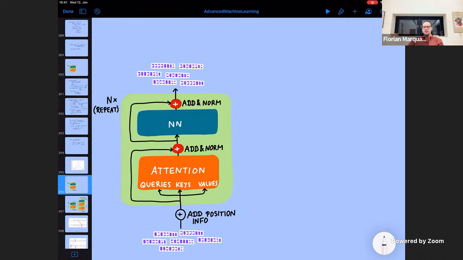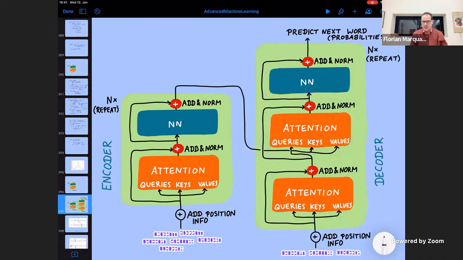Okay. So now briefly, if we really want to do this full translation task, or sequence to sequence task as it is called more generally, then we need both an encoder and a decoder. The encoder is what we described, but the output of the encoder is now supposed to be used as some kind of additional input to a decoder.